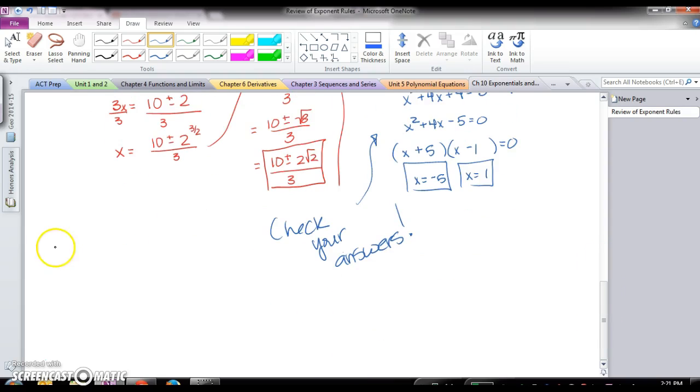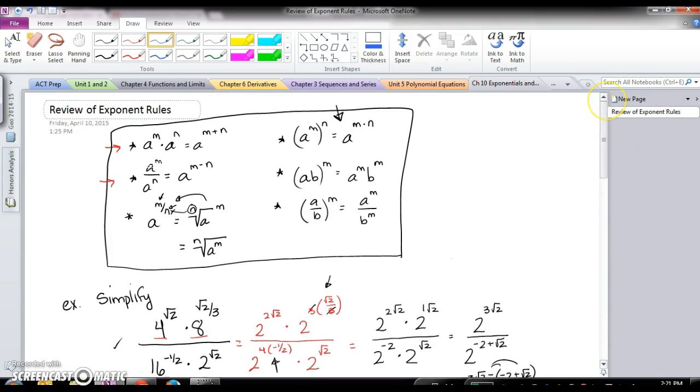All right, guys, so now it's time for you to practice. In your book on page 402, I want you to try out numbers 5 to 24. Those are all problems that will help you get some practice with both simplifying and solving and reminding yourself about those exponent rules from up above.